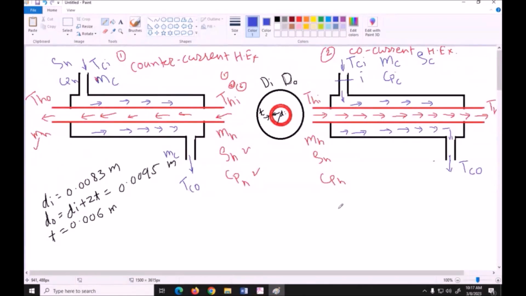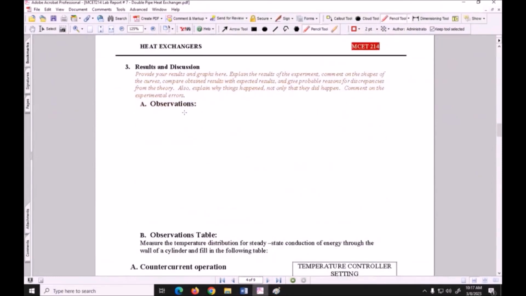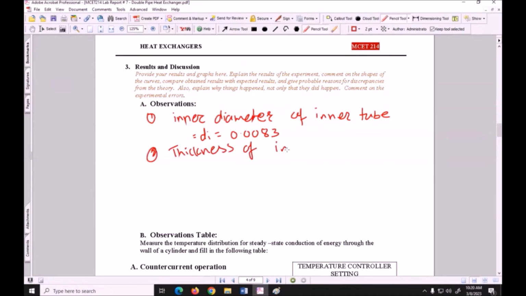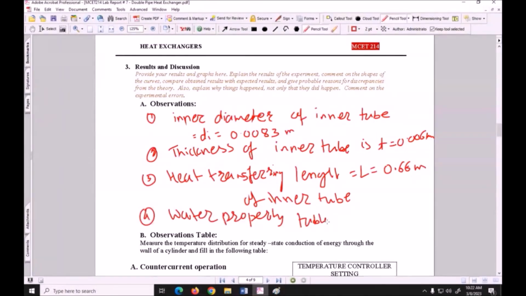Now we'll start the analysis: how we can find the overall heat transfer coefficient and the effectiveness of the heat exchanger. Whatever we wrote there, you can write here as the observations. The inner diameter of the inner tube, called Di, is 0.0083. The thickness of the inner tube is t equal to 0.006 meter, so we can find the outer diameter. And number 3, the heat transferring length of the inner tube is given as 0.66 meters. These parameters are very important, and the water property table is also very important.